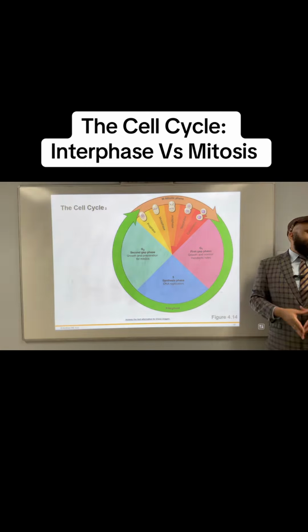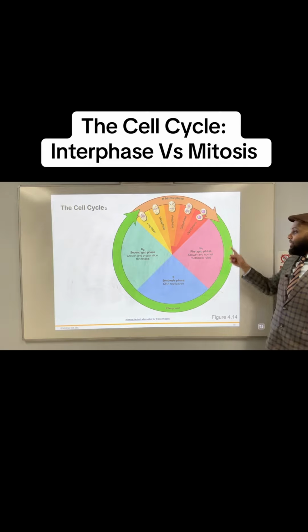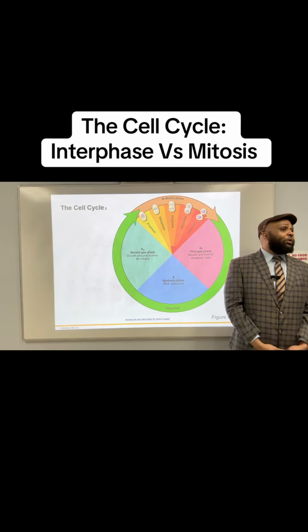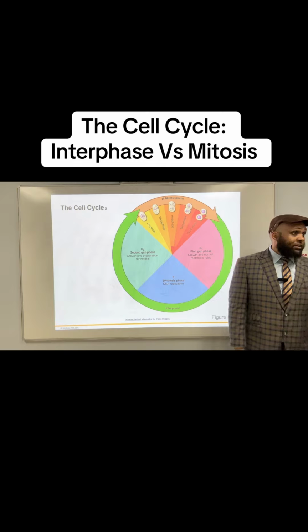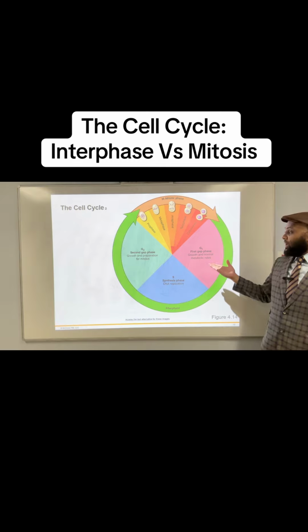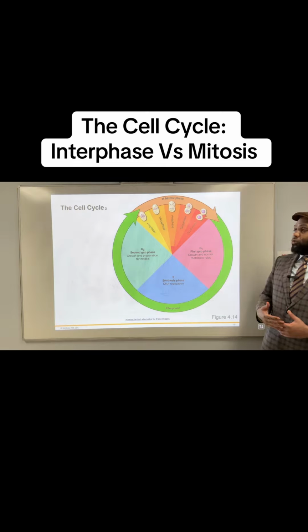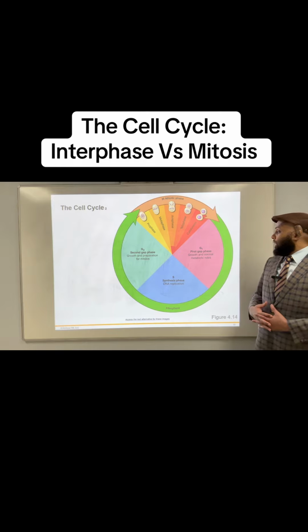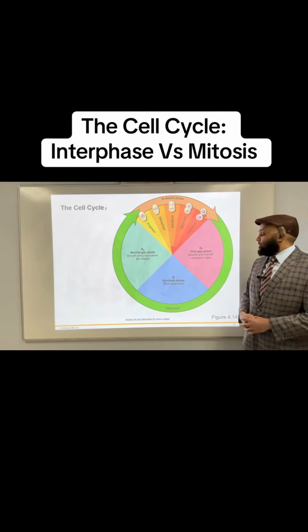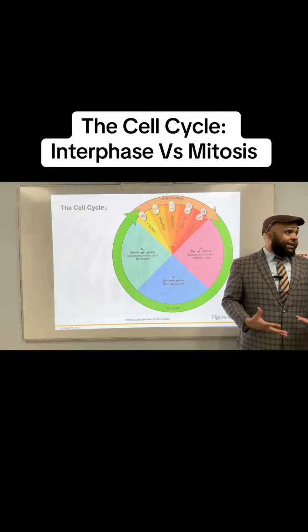Now, each one is divided into separate phases. How many phases is interphase broken down into? Three phases. You need to know those. The G1 phase, that's when the cells grow and they adjust their normal metabolic rate. And the S phase is when the DNA is replicated. You have doubling the DNA to prepare for division.